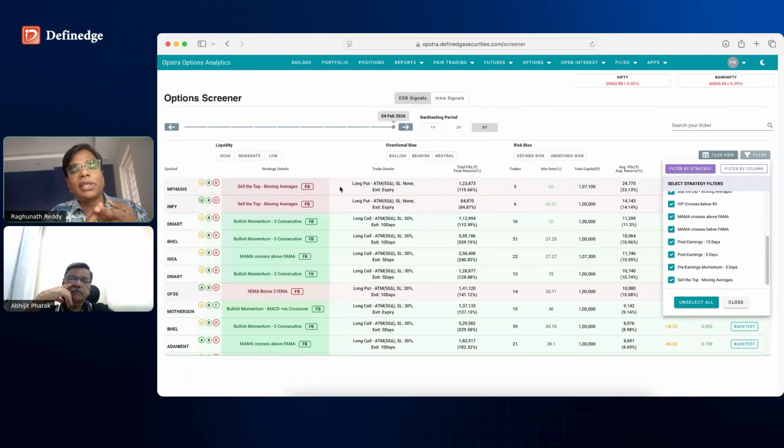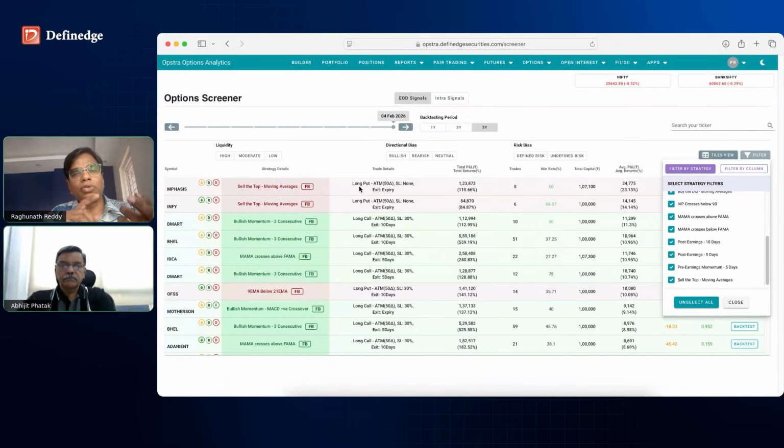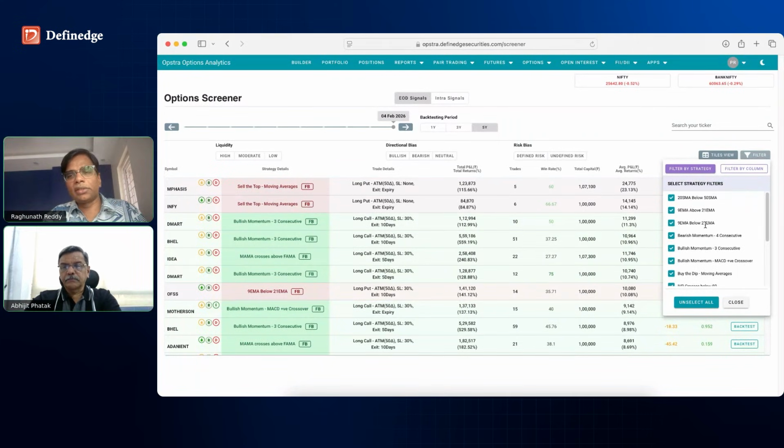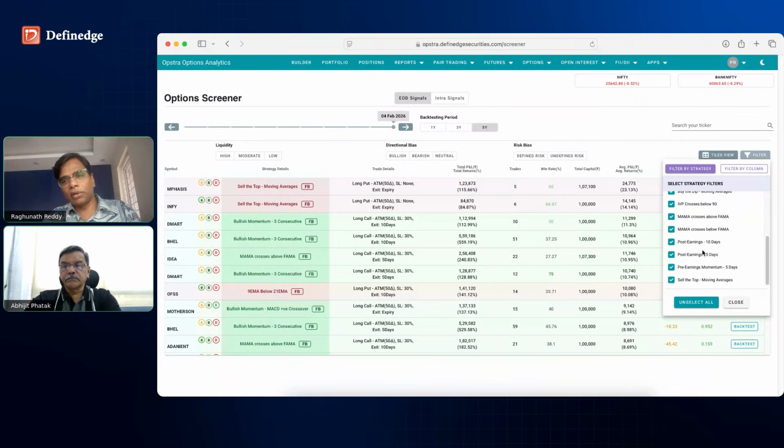Then we also test short call because it is a bearish strategy. So we use all the bearish option strategies for that. So long put, short call, and so on and so forth. So as you can see, so many strategies here, just the EOD based strategies, and some are not there because they may not have qualified at least today.